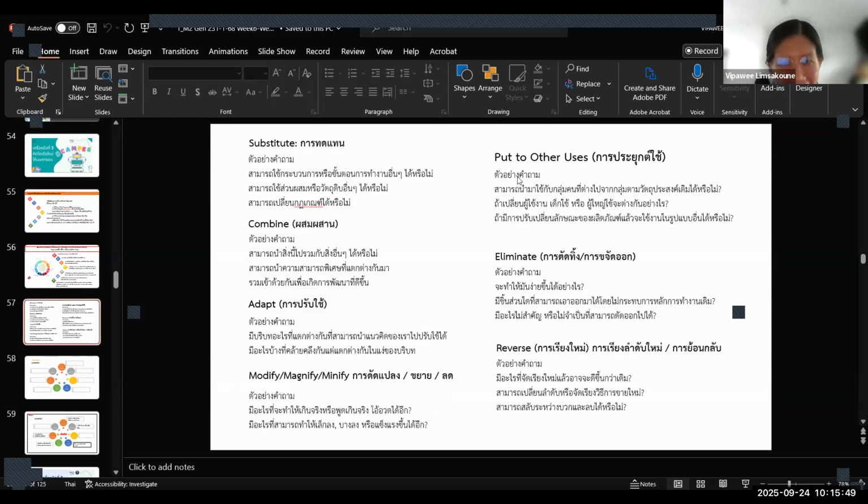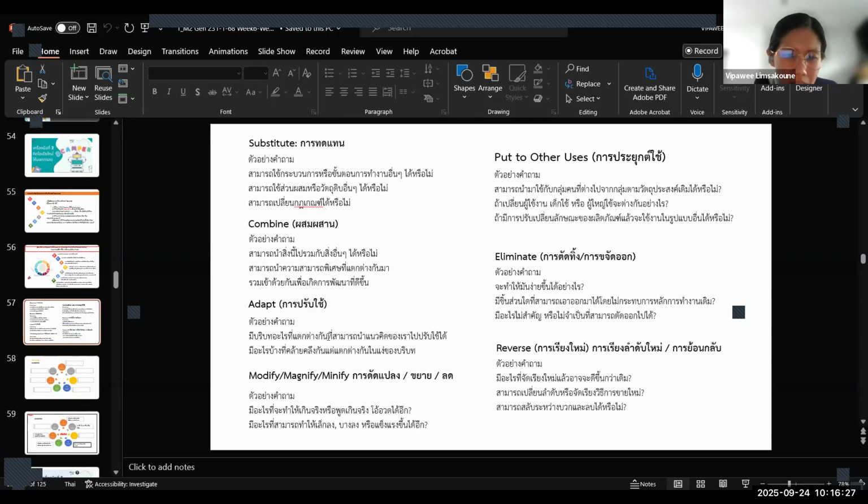These are in Thai, but let me skim some of the examples and explain them to you. I will not explain all of them, it's too much. Regarding substitute, you could ask yourself, can we use this process or procedure for another process? For example, can we apply this process to another application? Combine. For this one I give the example of the washing machine.